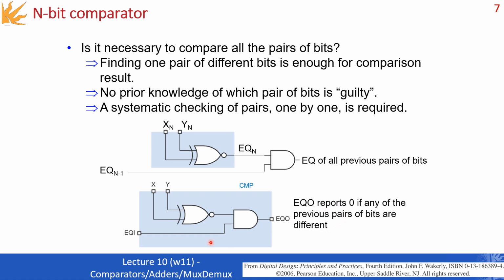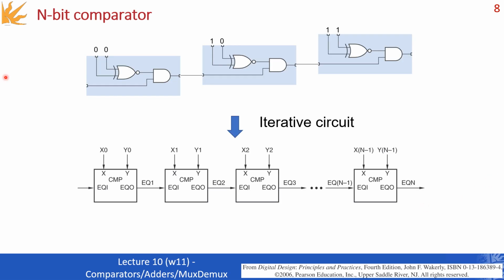And this is how it looks in the general case. The output over here, ec0, reports 0 if any of the previous pairs of bits are different. So let's try to chain them together and at the same time use an example and see how it works. This is how it would look from the inside. This is how it would look from the outside as an iterative circuit.